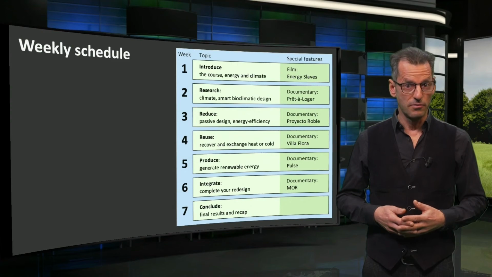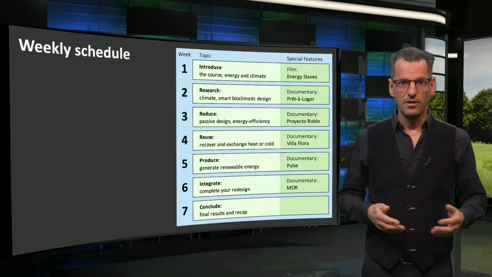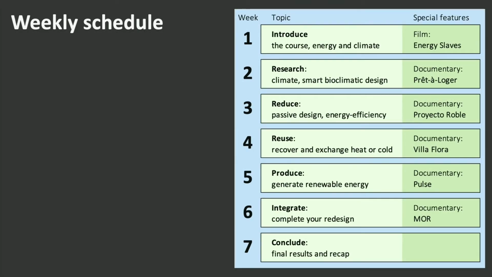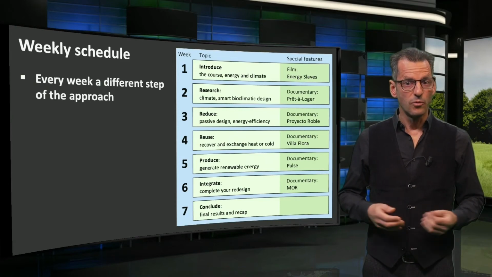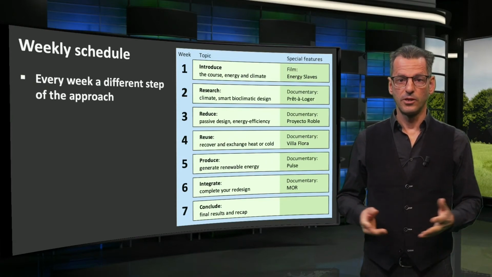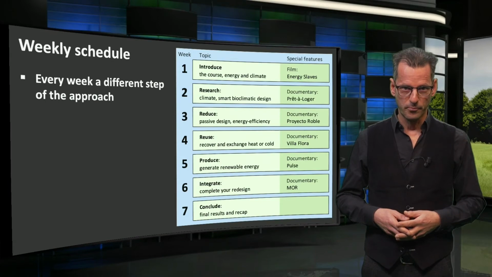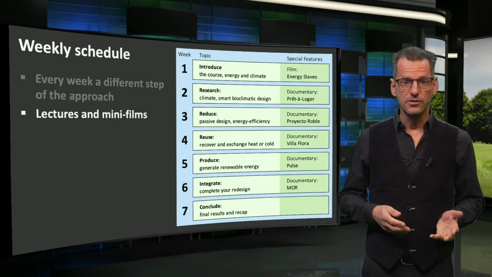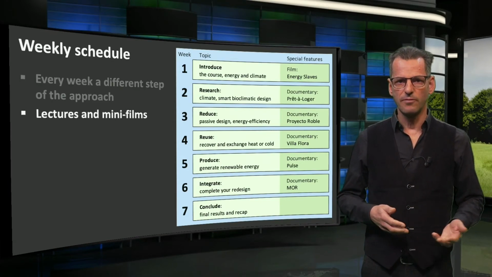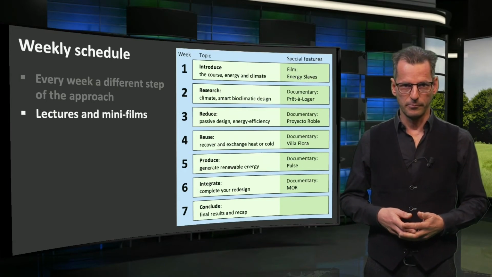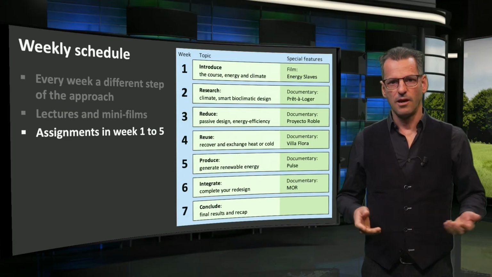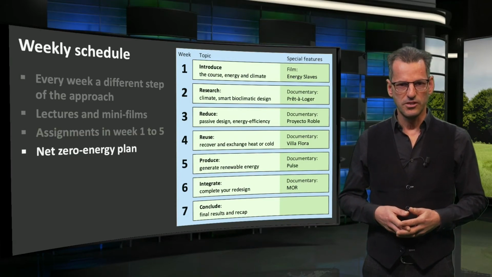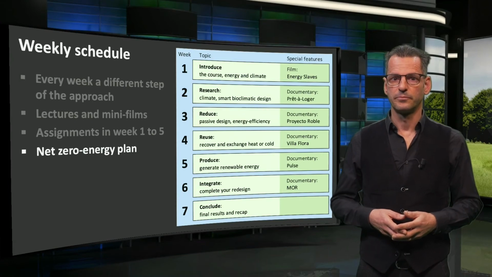Here you see the schedule of the course. In the column on the left, you see the week, steps and topics, and on the right, special features we offer during certain weeks. Every week, we discuss another step of the approach, and you will be asked to work on this step at home. We will offer lectures to teach essential knowledge, and we also have a special short film or documentary. You will get assignments from week 1 until week 5, and finally, you will have to complete your net zero energy plan in week 6.